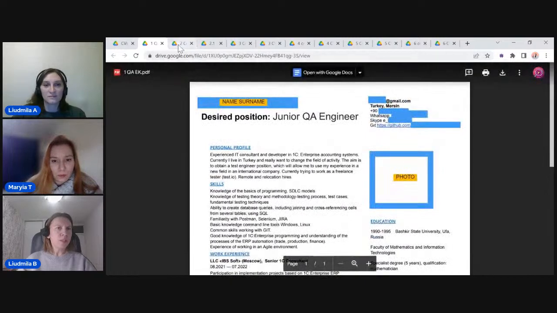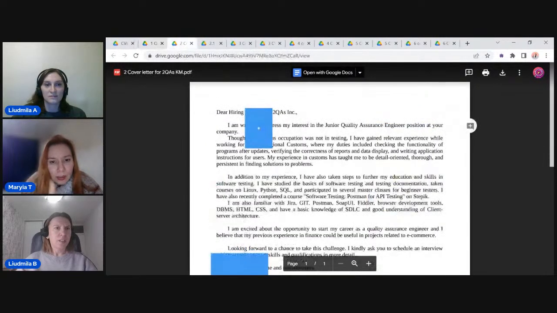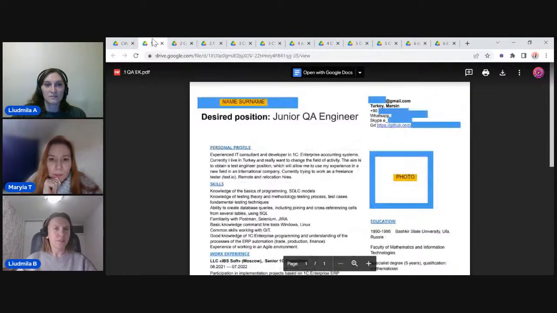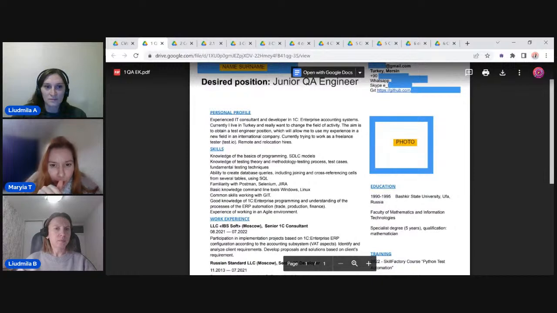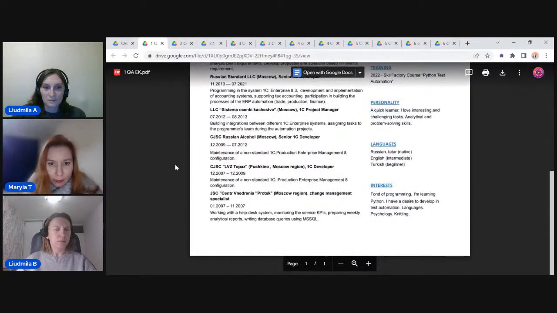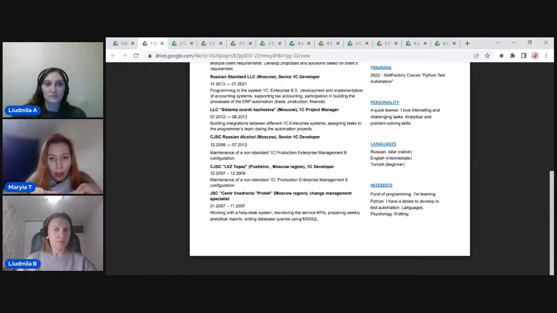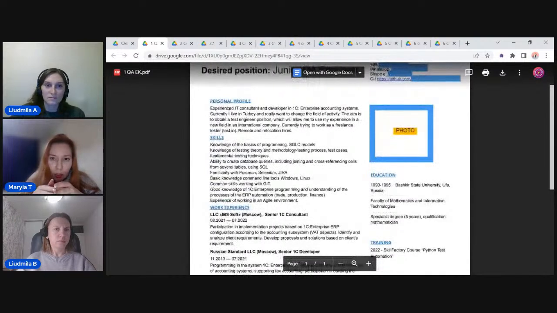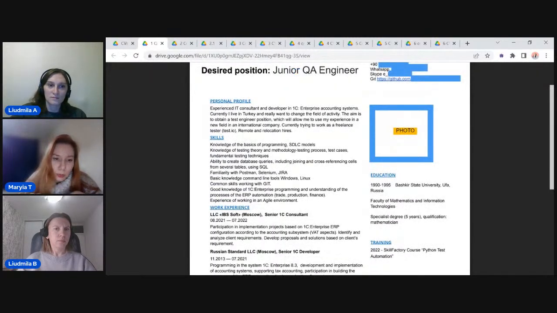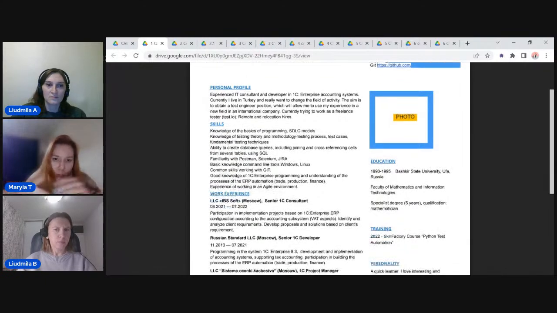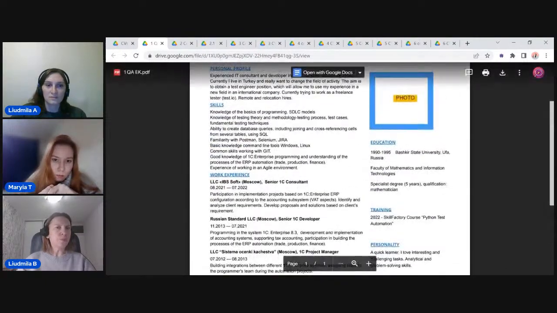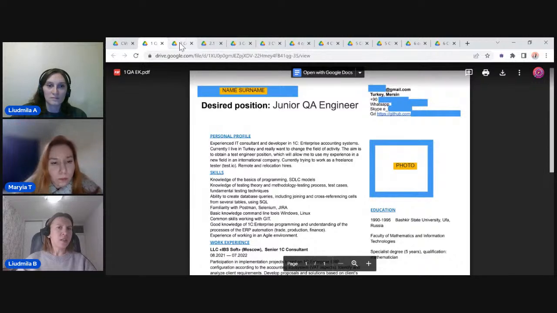That's all for this resume. One more point: there are also two sections about personality, the personal profile, and then interests. It will be better to combine them because it's about the same. It's additional information, and it's better to put it at the bottom of your resume. Okay, thank you. Let's move on to the next candidate.